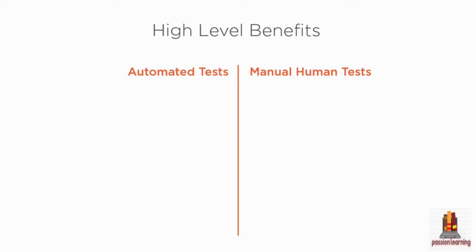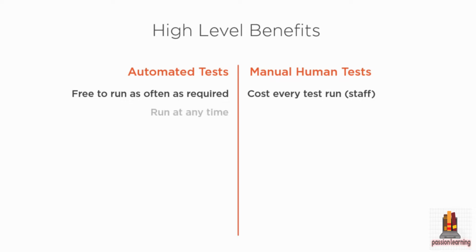Let's take a look now at some of the high-level benefits automated tests can give us, and we'll also compare them against manual human tests. First off, automated tests are essentially free to run as often as required. Other than any costs for electricity or hardware, for example, we can run them over and over again, and they're essentially free. Human tests, on the other hand, cost us every time we want to execute a test run, and this cost is primarily a staffing cost.